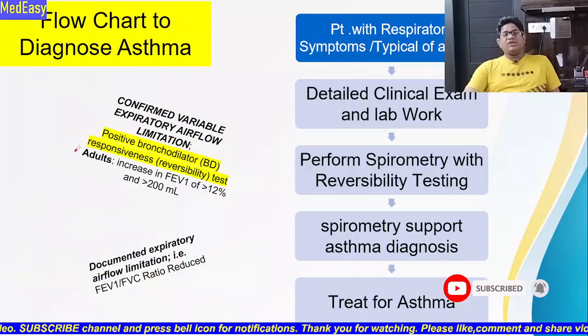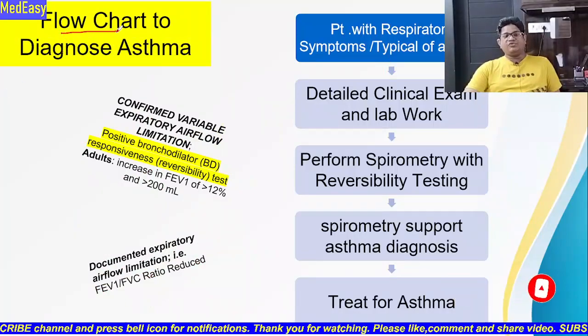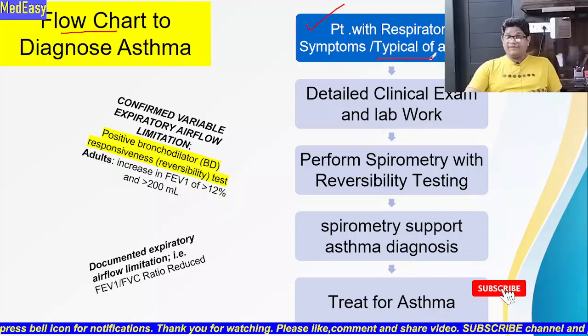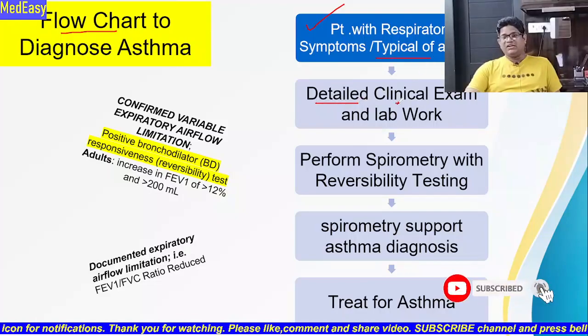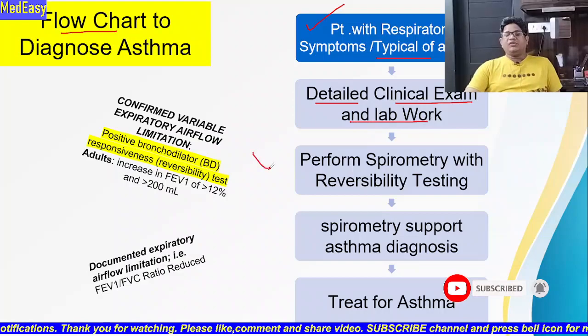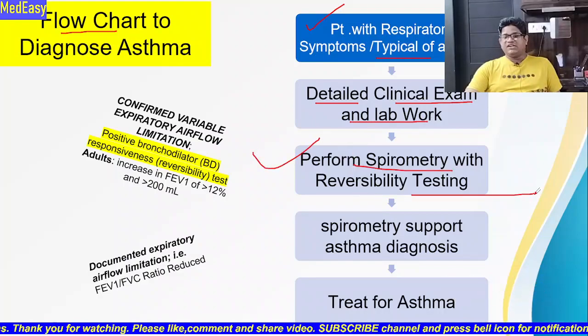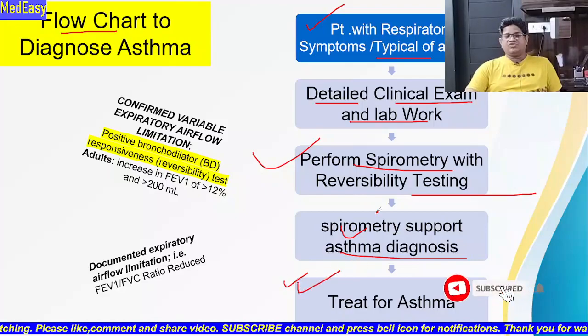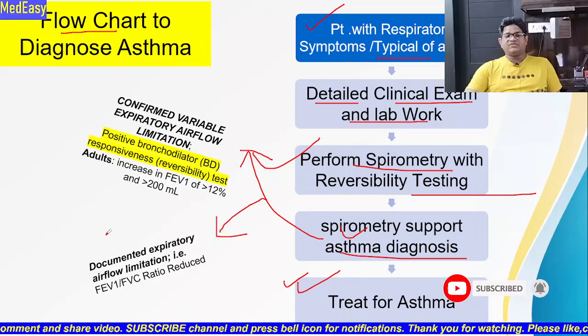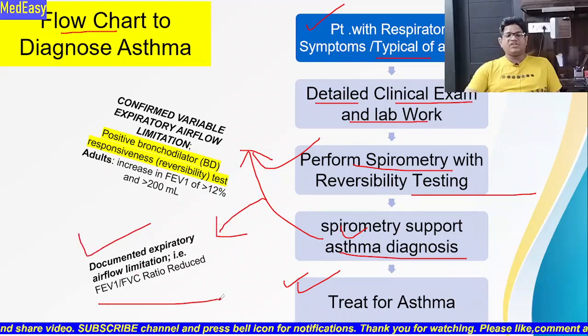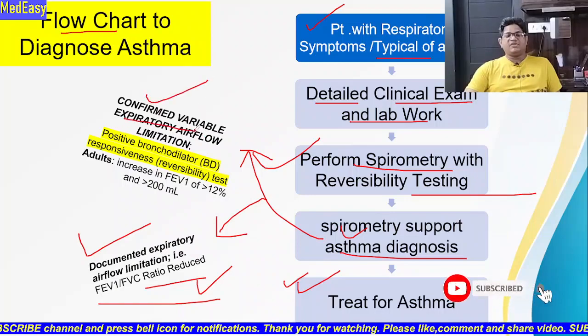So how do we diagnose? Here is a simplified flow chart to diagnose asthma. If the patient comes to us with respiratory symptoms typical of asthma, we should do a detailed clinical examination and lab work. We should perform spirometry with reversibility testing, and if spirometry supports the asthma diagnosis, start treating asthma. What are the spirometry findings that support the diagnosis? There are two: documented expiratory airflow limitation, meaning a reduced FEV1/FVC ratio, and confirmed variable expiratory airflow limitation, that is, a positive bronchodilator responsiveness test.